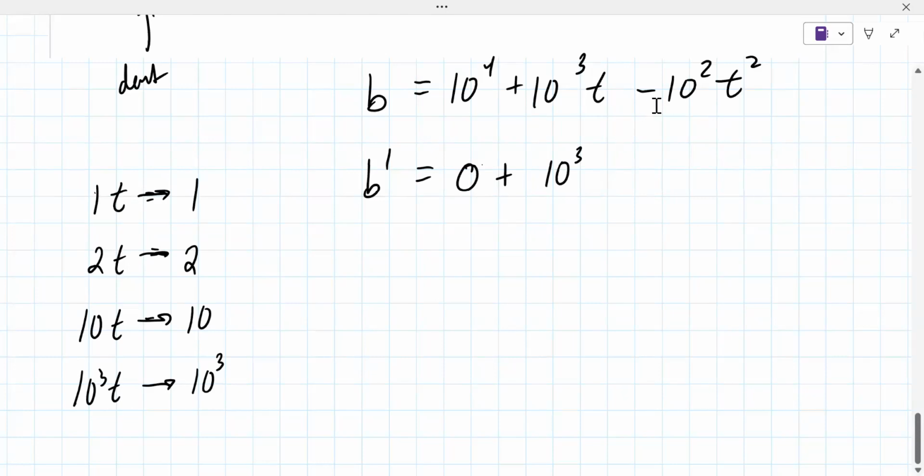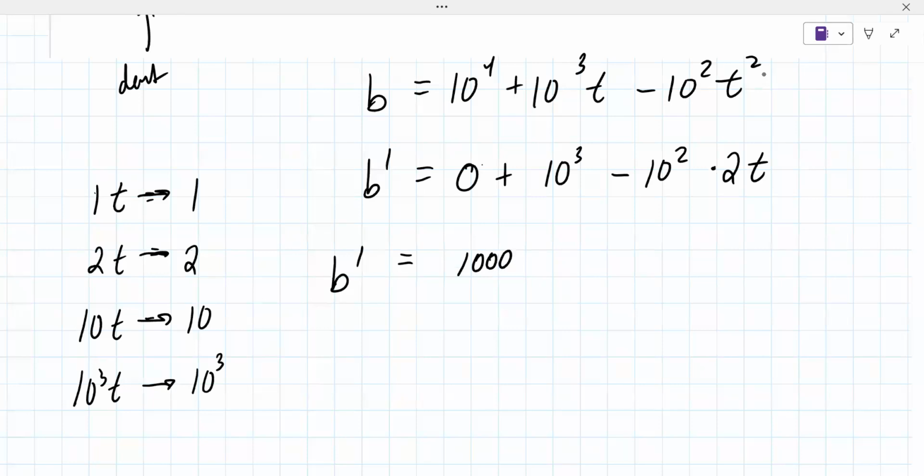Okay. So for the second one, you bring the constant down. What's the derivative of t squared? 2t. Okay, now if you don't like the way this is written, because I don't like the way it's written at all, 10 cubed is 1,000. 10 squared is 100 times 2 is 200.